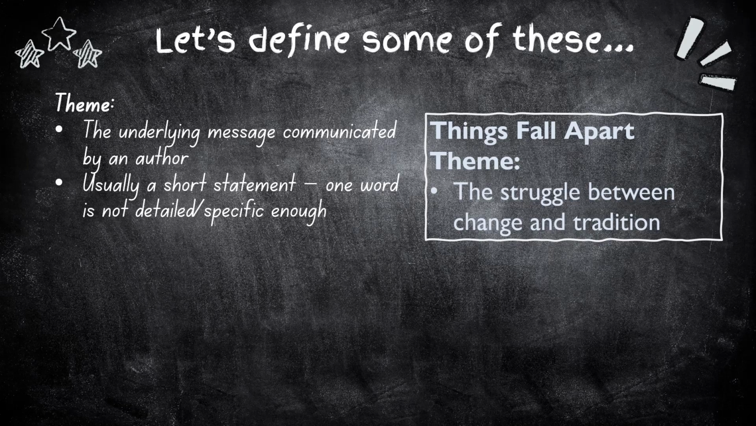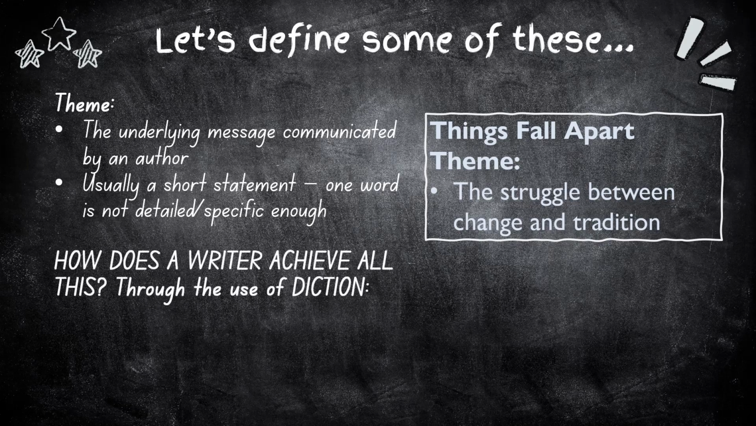Right, then the last one that is also very important is related to most of these techniques and devices that we have discussed. So how does a writer achieve all of this? How does he achieve imagery? How does he achieve conveying the theme? How does he achieve conveying his tone? How is it achieved that the reader feels a particular emotion? It is all through diction.